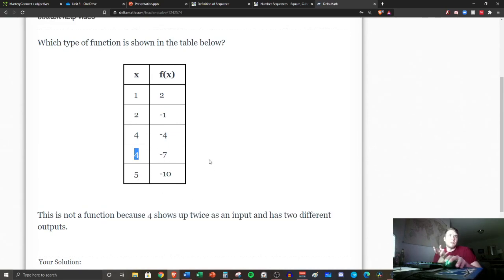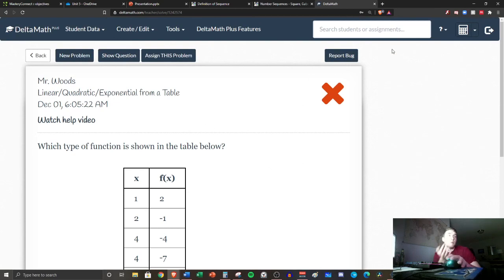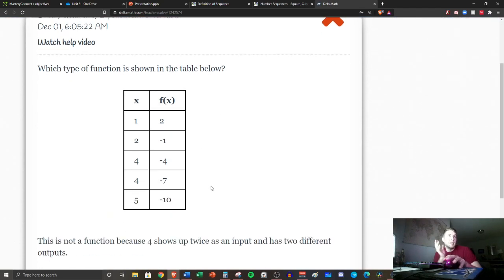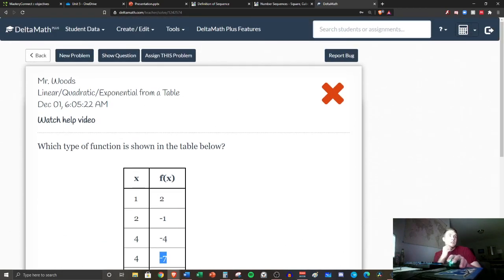So that's just a little definition of function. We're not going to harp on that too much, but it will mark you wrong if you don't have that. Our goal is not to put that on a test or anything, but just be aware that if you see repeated x values, that means this is not a function, especially if the repeated x values have different y values. Okay? So we're going to stop the video there.